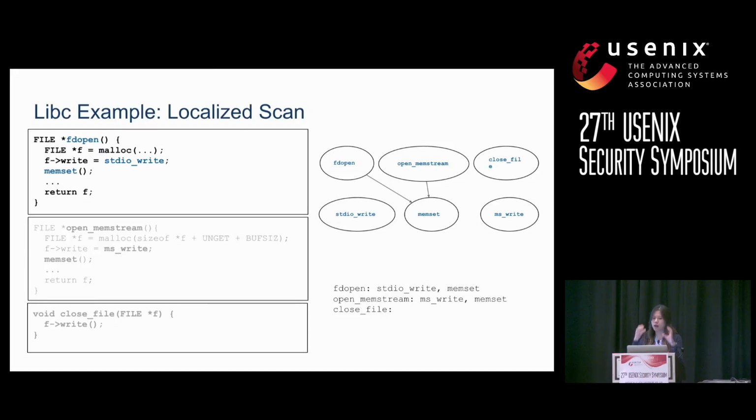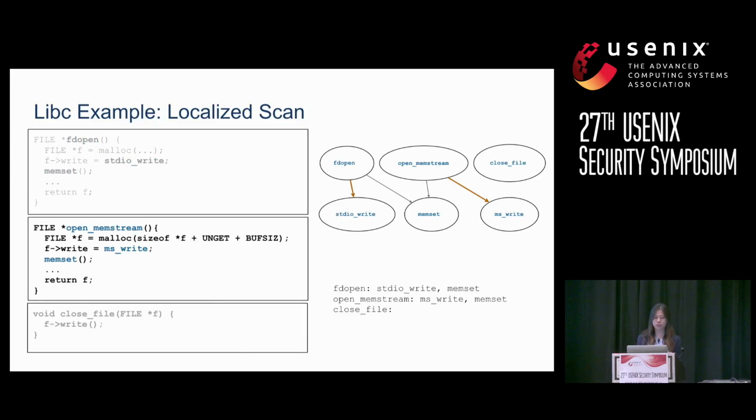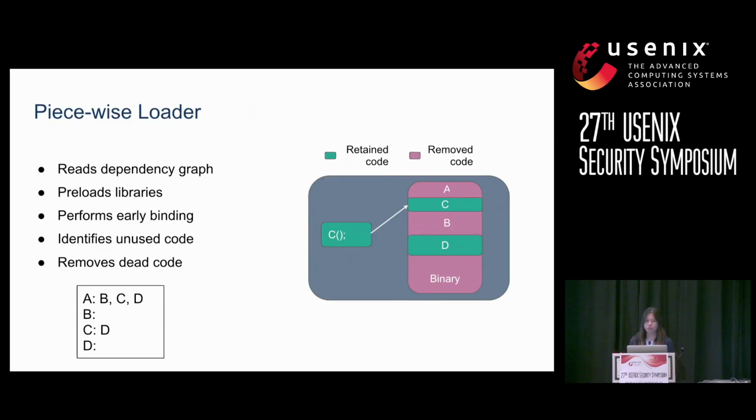So the address taken function of stdio write happens inside fdopen function. So if you retain fdopen function in the memory, then you will also retain stdio write function in the memory. So we add that information to the graph that we're going to write to the binary. As you can see here, we add that information, and we do the similar thing to the other function, the open memstream function. We add mswrite to open memstream function, so that if you load open memstream, then you have to load mswrite function.